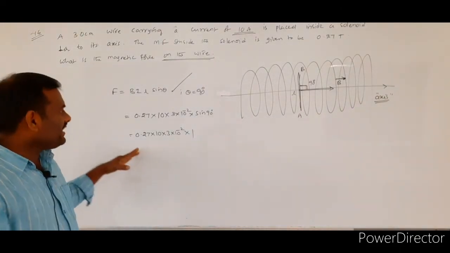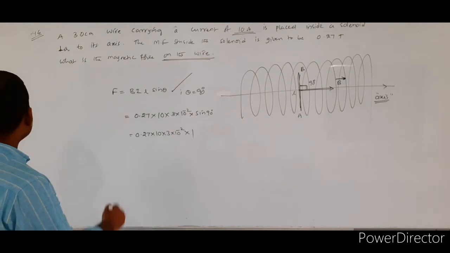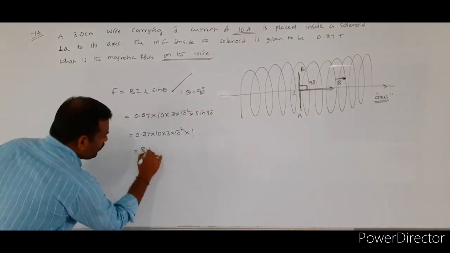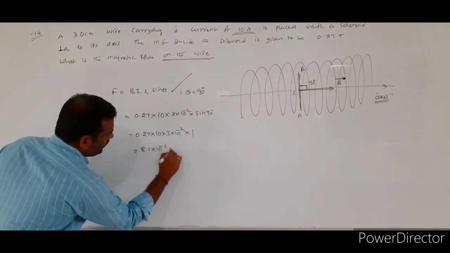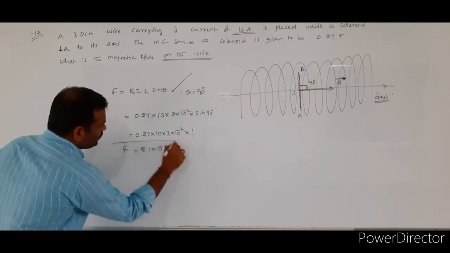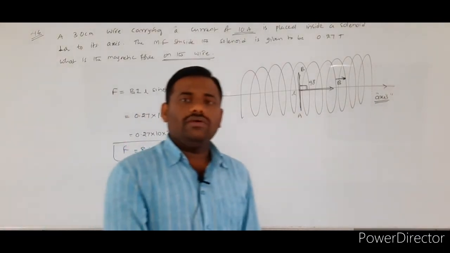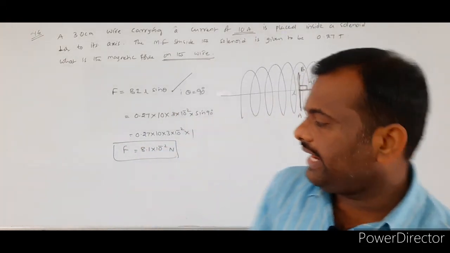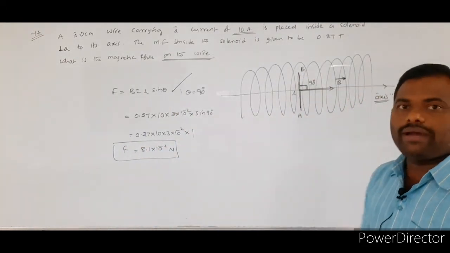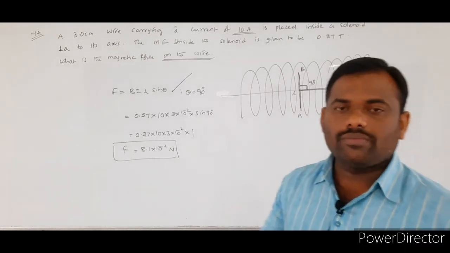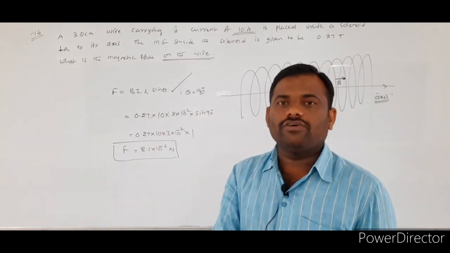If you simplify these values, you will get 8.1 into 10 power minus 2 Newton. So what answer will you get? If you simplify the values, the final result is 8.1 into 10 power minus 2 Newton. This is about the numerical number 4.6.